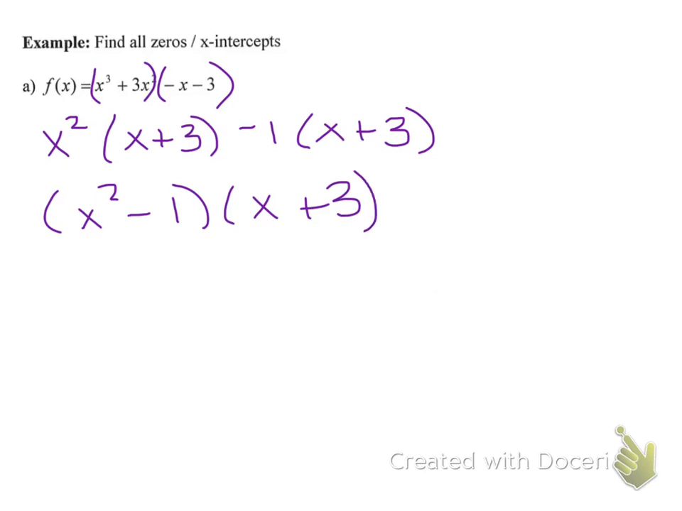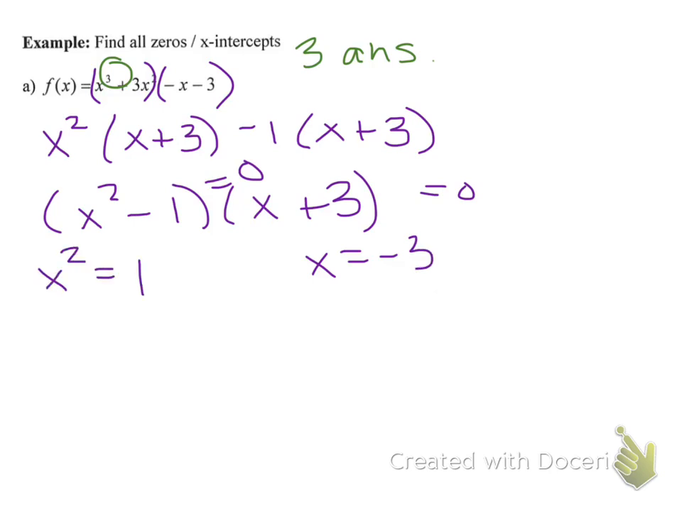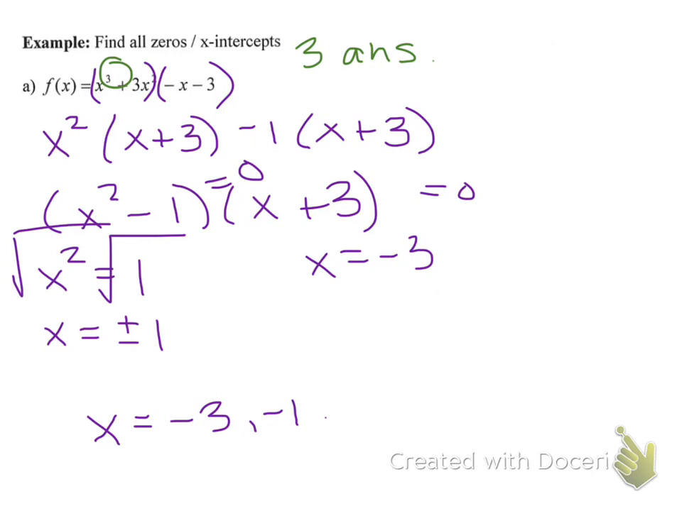Now, quick little recall, because this is to the 3rd power, I'm supposed to get 3 answers. So don't forget that when you're solving these problems. I'm going to set each part equal to 0 now that I factored. So the easiest one's over here. I know I get -3. The one on the left side, I have to set equal to 0, and I'm going to be taking the square root. And remember, the square root of 1 is plus or minus 1. So my 3 answers are -3, -1, and 1.